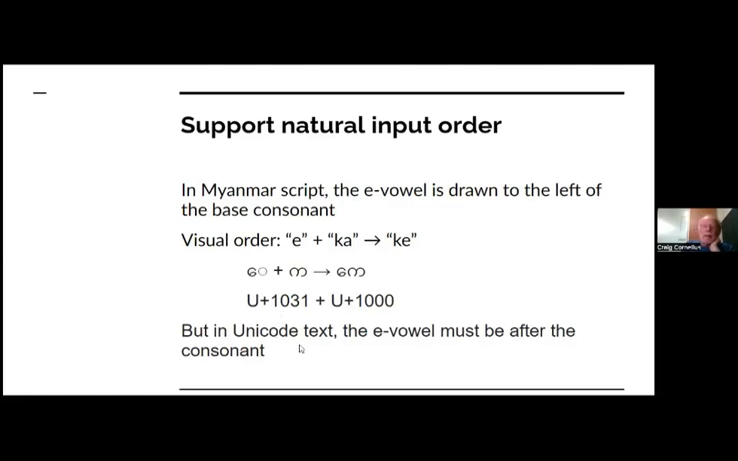You'd expect that to actually be the output you would get. Well, it turns out that Unicode has some rules about diacritics. Even though E is visually to the left of the consonant, the E vowel in the actual output text has to be put after the consonant. That means that if people type the E key and then the Ka key, they will actually be in the wrong order in the Unicode output. This drove me crazy when I first learned about this language, but it turns out that many languages of South and Southeast Asia do the same thing.